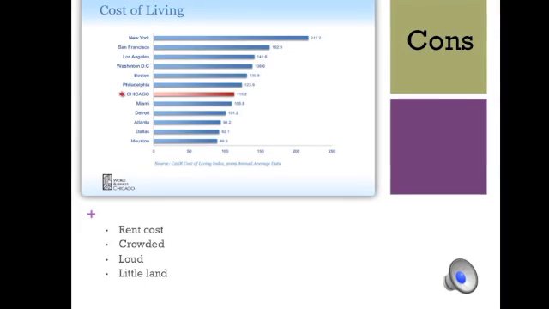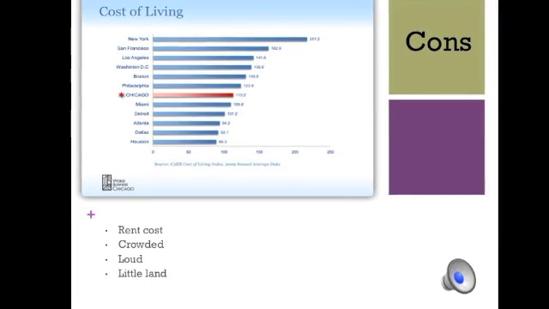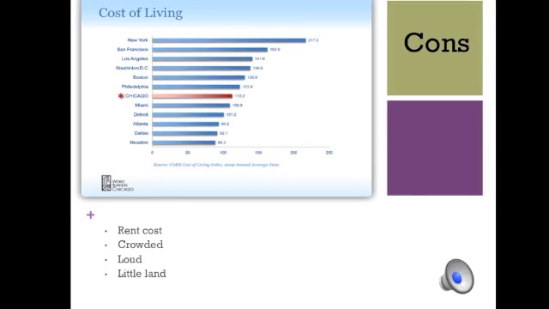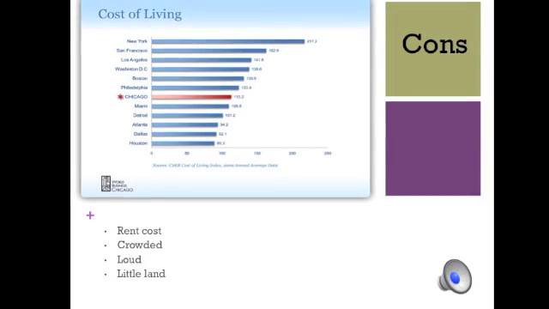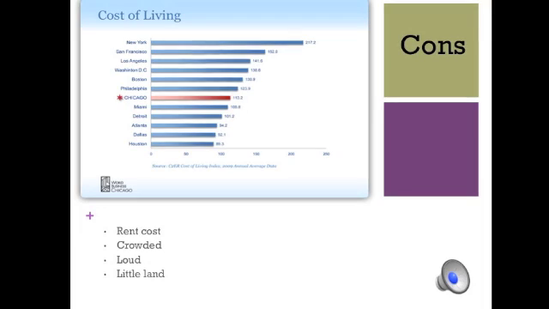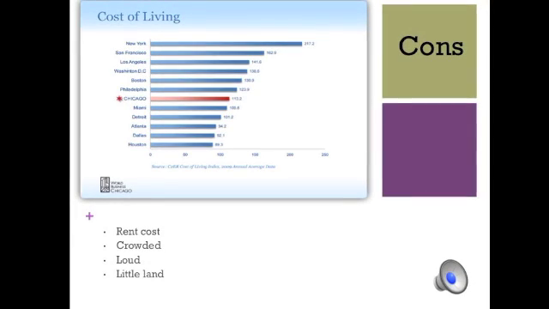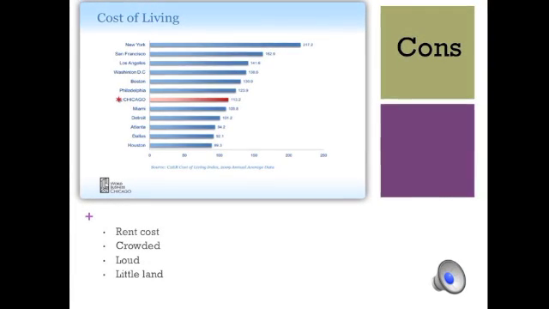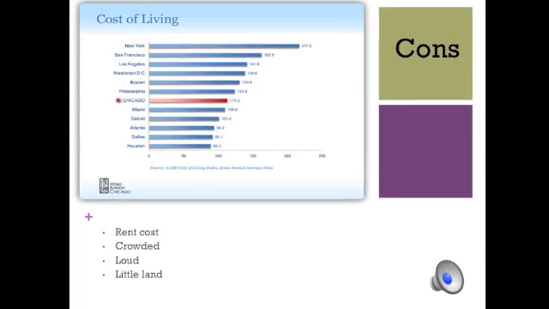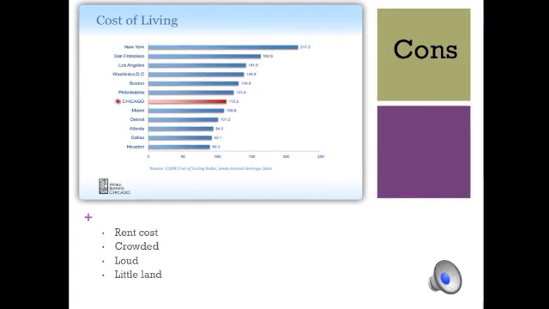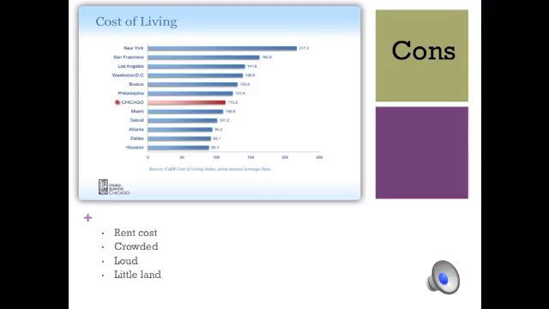However, there are cons to living in the retailing zone as well. As you can see, the cost of living in all these cities is much higher than if you were to live in the suburbs. The rent cost is a lot higher, and with the land you do get, it's very little. The property sizes are extremely small.